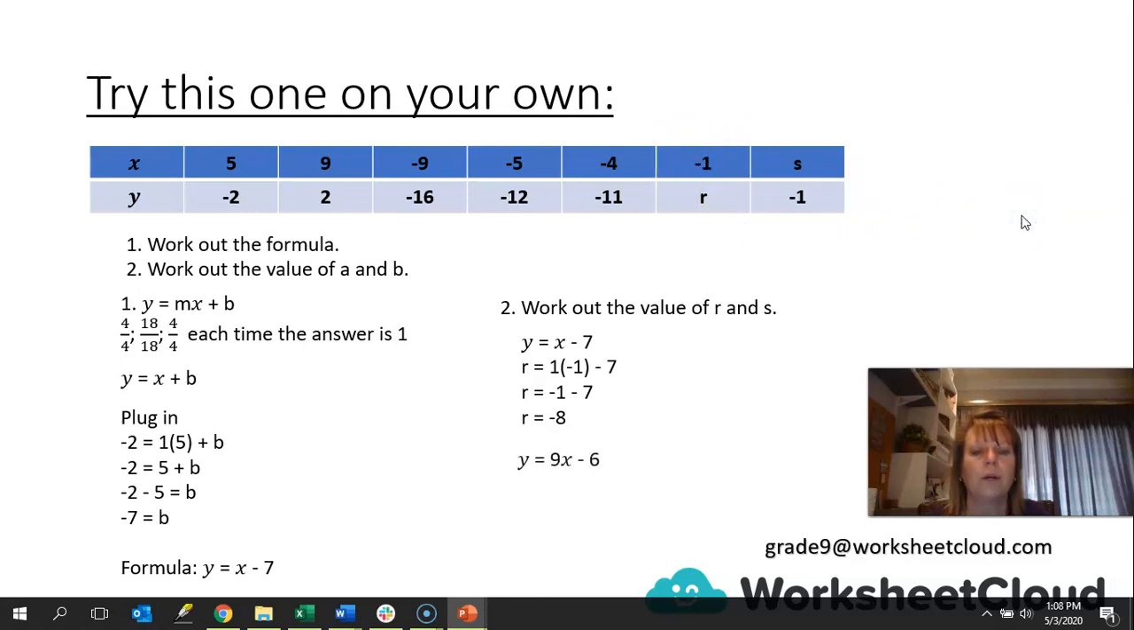Okay, next one, y is equal to 9x minus 6, and this time we are given the y value. Okay, we now need to work out the x value.